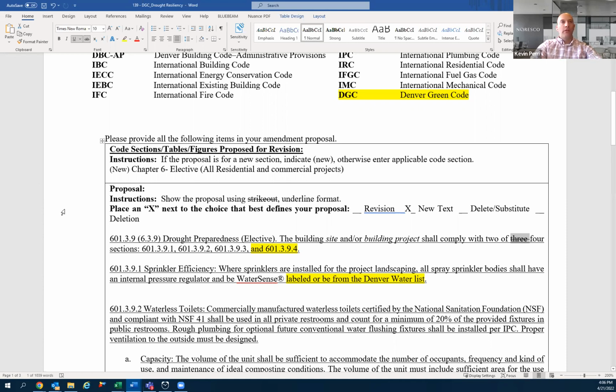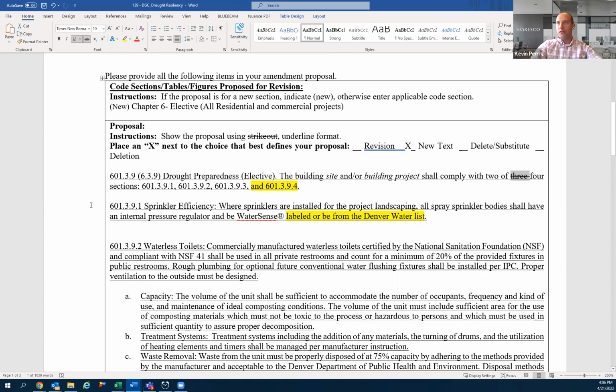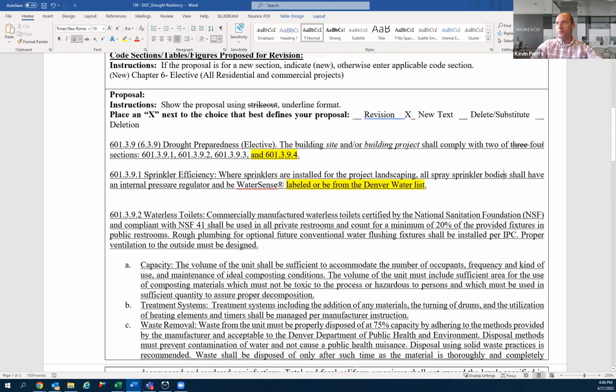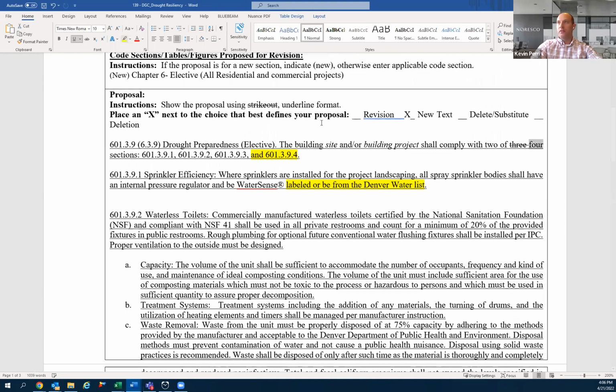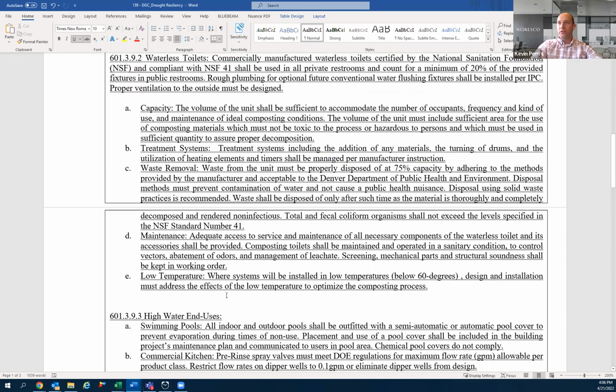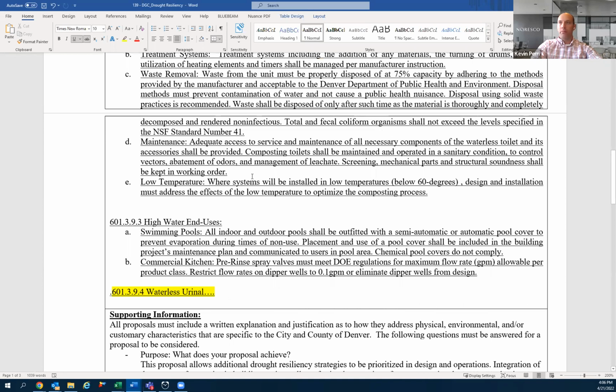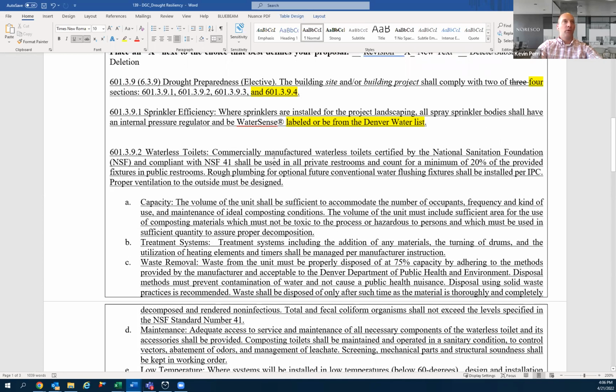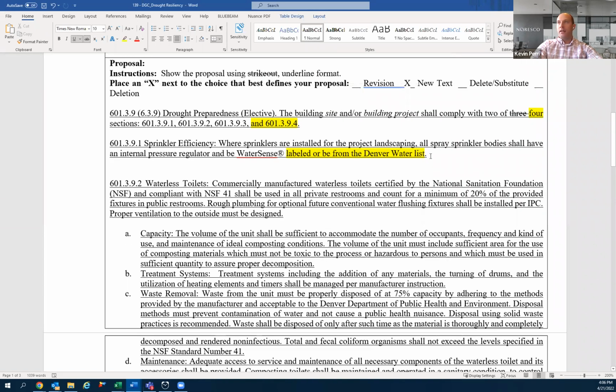Okay, so we will vote on those changes and those changes only. Let me highlight those on the screen. We're adding 2 of the 4 of the options. We added a 4th option, the waterless urinal from the previous proposal, which everybody had the language for, so I won't put that in there for the time being. And then also the intent to add metrics from the Denver Water on this sprinkler efficiency. So that is what we're voting on.